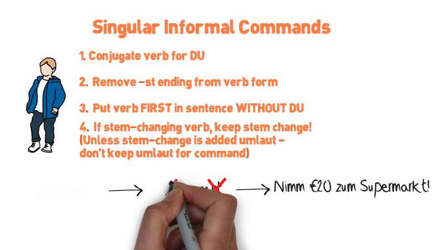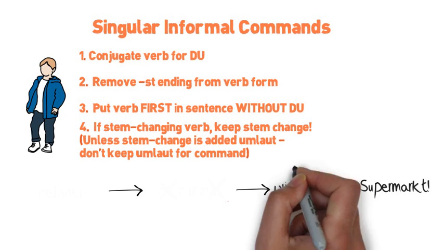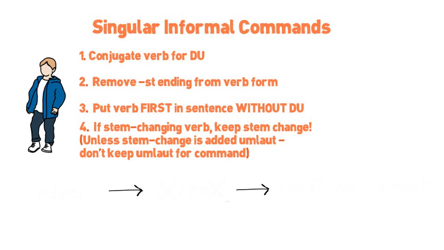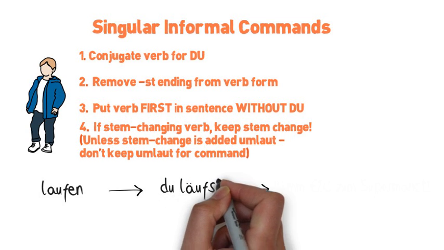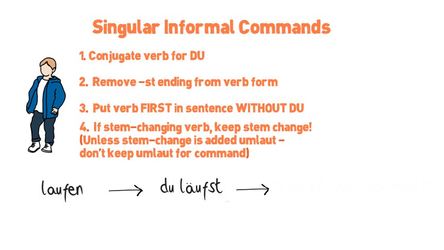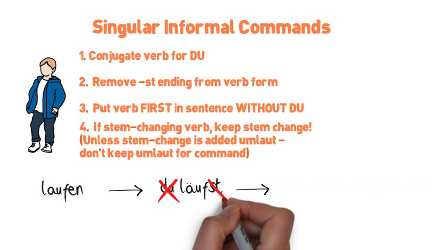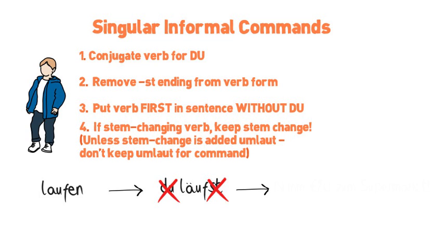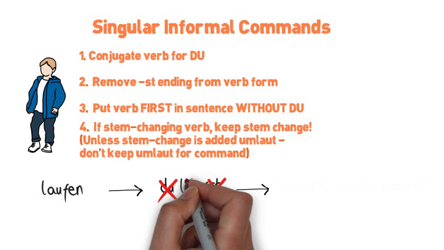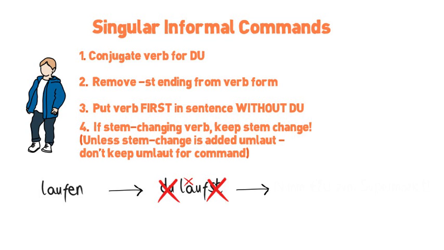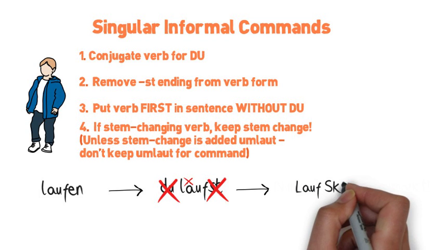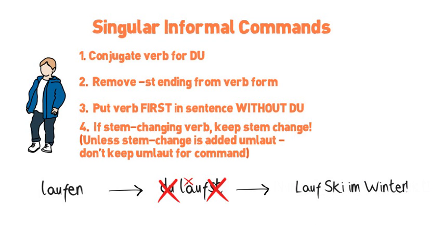As an example of that last exception, let's use the verb laufen, because that adds an umlaut for a stem change. Laufen becomes du läufst. We get rid of the du and the st, as usual, but we're also going to get rid of the added umlaut that we added due to the stem change. And so we end up with Lauf Ski im Winter as our command. No stem change anymore.